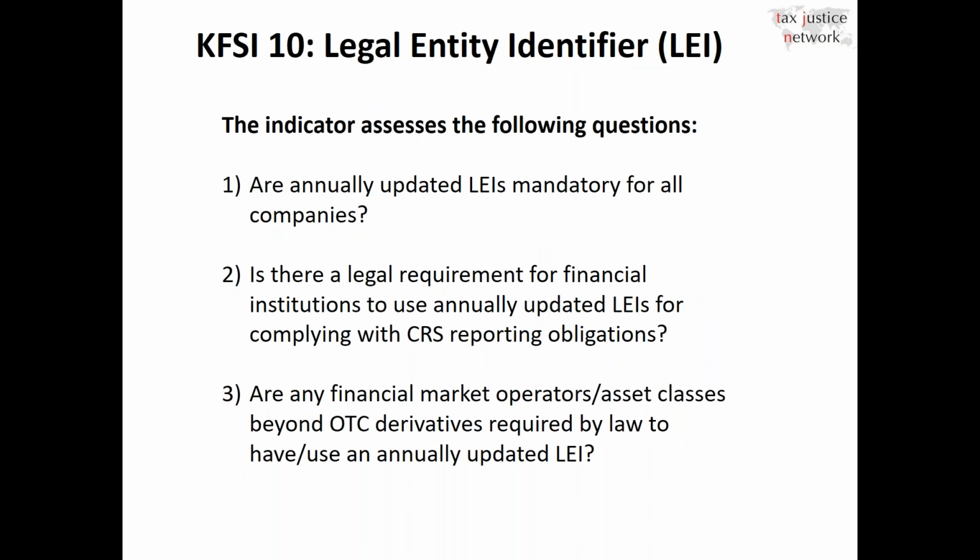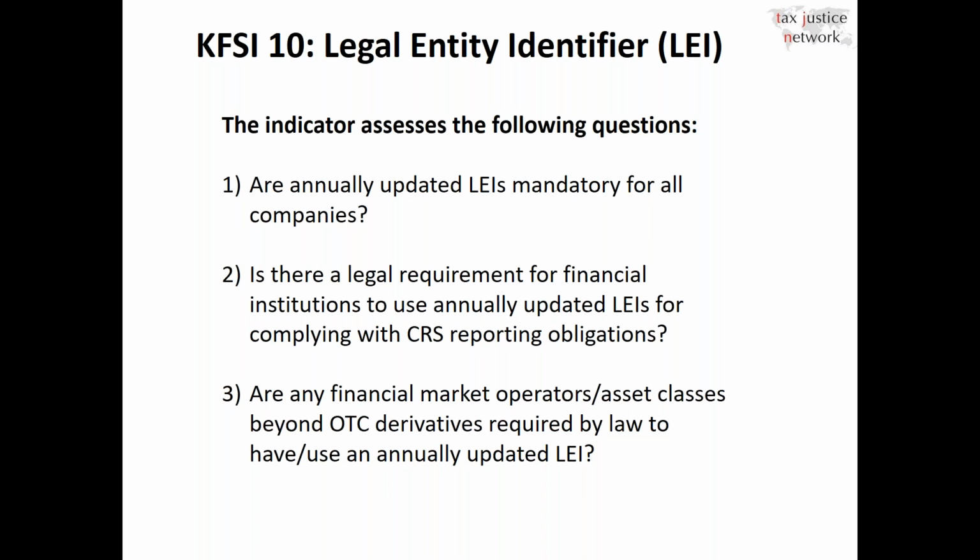Next new indicator is KFSI number 10 on legal entity identifier, which we call in short LEI. This indicator assesses three questions. First one, are annually updated LEIs mandatory by law or regulation for all companies? Now, we assume that for this element, most likely no country will receive any credit at this stage. The second is, is there a legal requirement for financial institutions to use annually updated LEIs for complying with CRS reporting obligations, which in CRS commentaries is only an option for jurisdictions to choose when implemented.